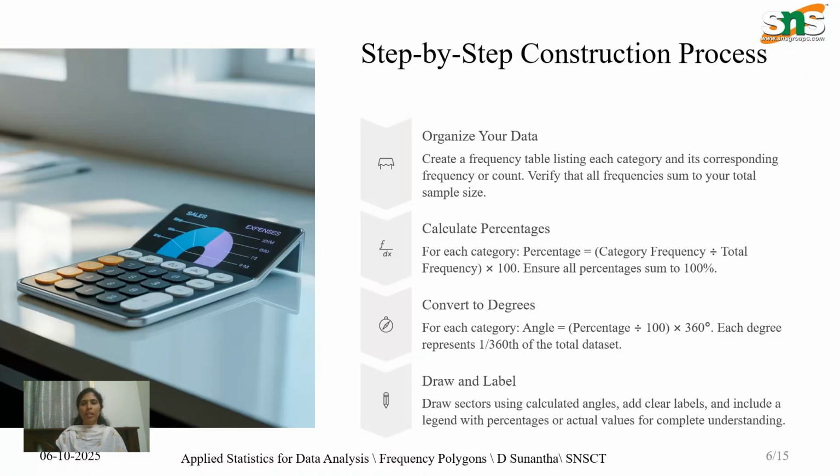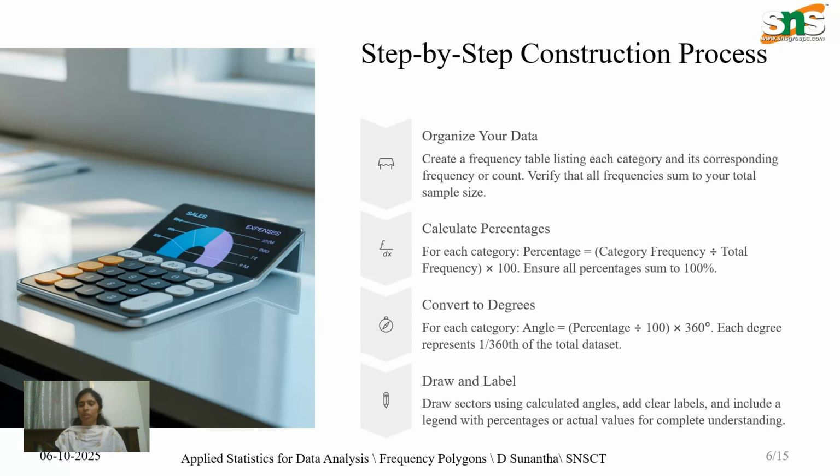The next is step-by-step construction of a pie chart. The first one is we have to organize our data, that is, create a frequency table listing each category and corresponding frequency or count. Verify that all frequencies sum to your total sample size. So first we have to arrange our frequency either in ascending order or in descending order, and we have to add all the data so that the total could be equal to 100.